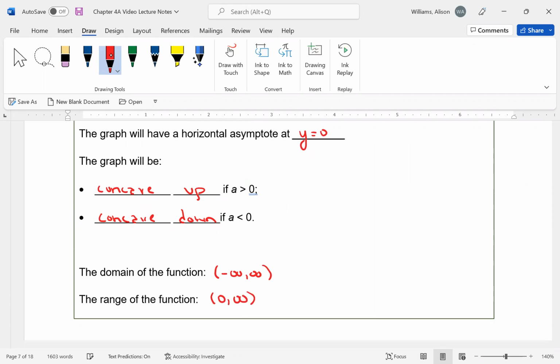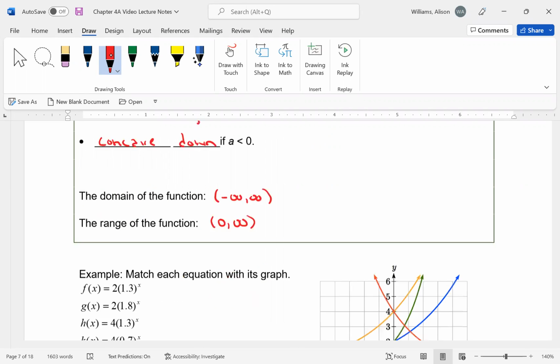And we don't include 0 because it just keeps getting closer and closer to the x-axis without ever actually achieving 0. We just get smaller and smaller fractions forever. So that's kind of the basic breakdown for exponential functions.